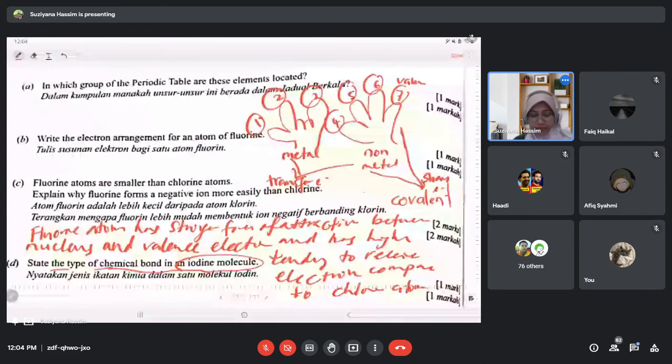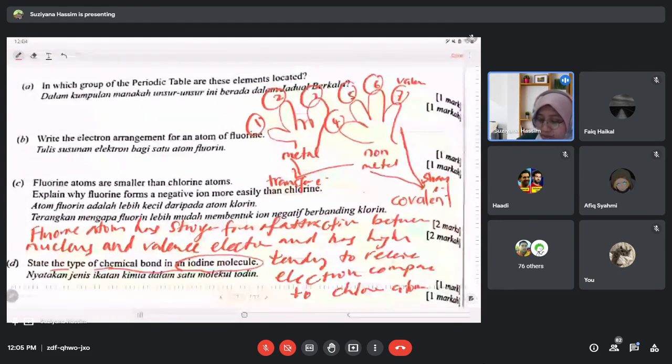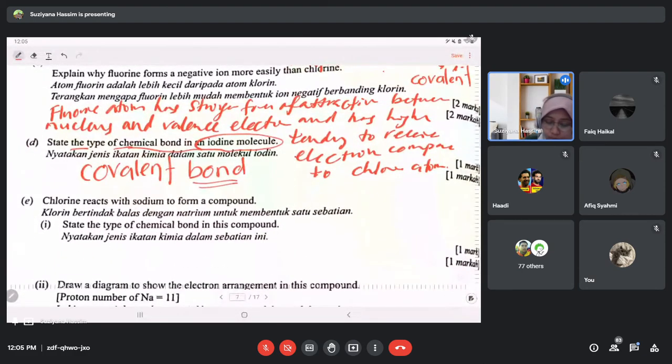Okay, so the answer is iodine. I is in this group, right? Iodine is from this group, right? So it is a covalent bond. You have to be careful if they ask you for the bond. If you answer compound, zero lah. No mark lah. Okay? Alright. So, next one.